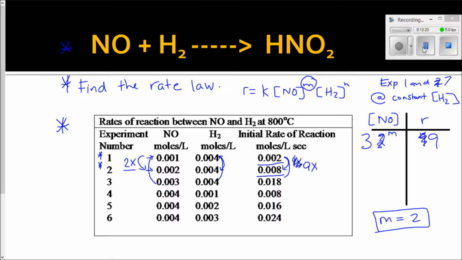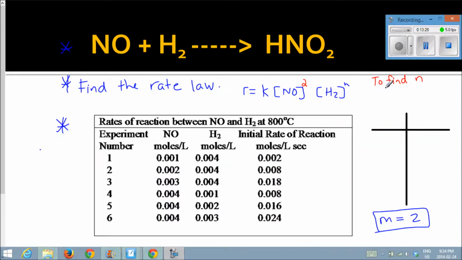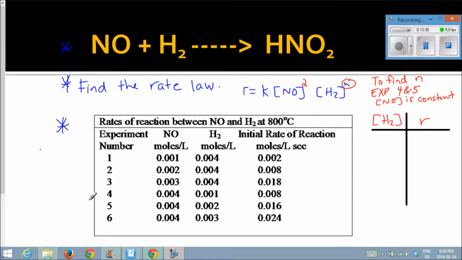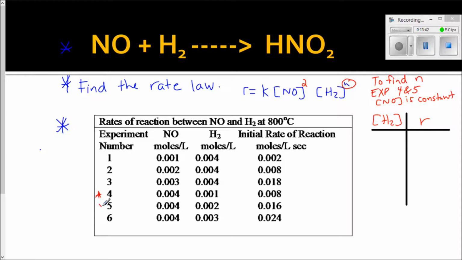Let's try and find N using the same data. Okay, so now what we want to do is find N right here. Now to find N, we have to find 2 experiments where NO is constant. Okay, so I picked experiment 4 and 5. And if you take a look at experiment 4 and 5, NO is constant because it doesn't change. So I didn't change the concentration of NO. It remains constant. But I have doubled the concentration of H2. Okay? Now what happens to my rate? Well, it's also doubled as well.